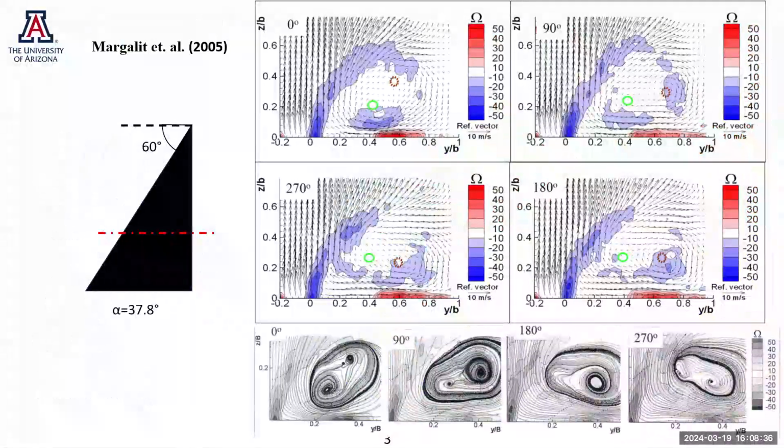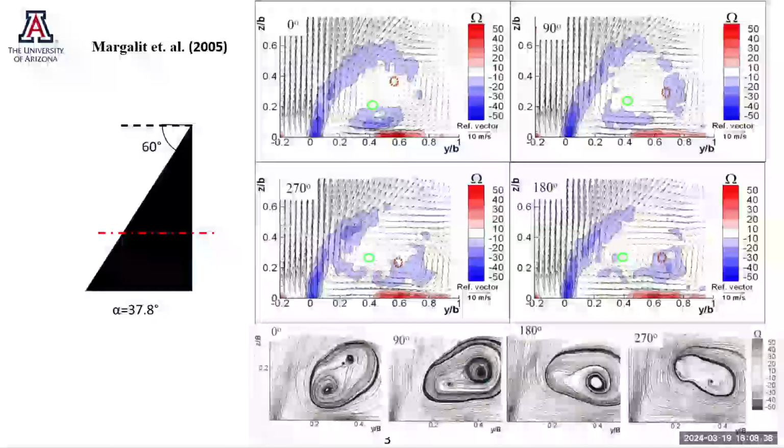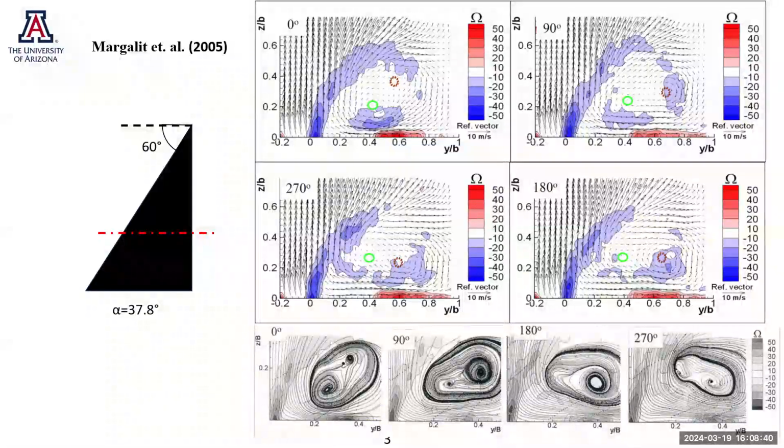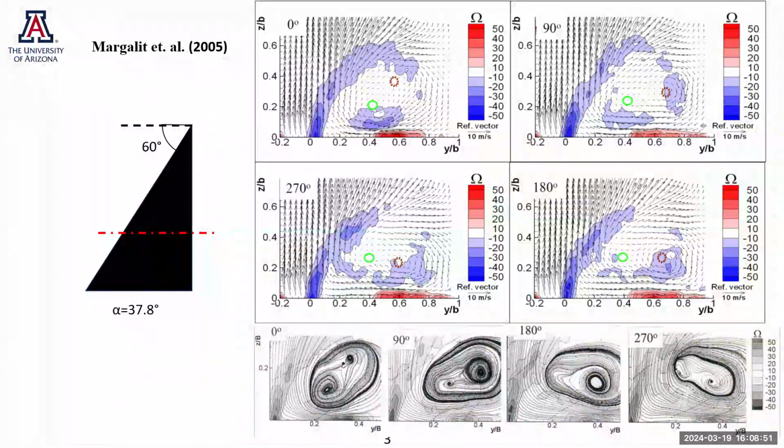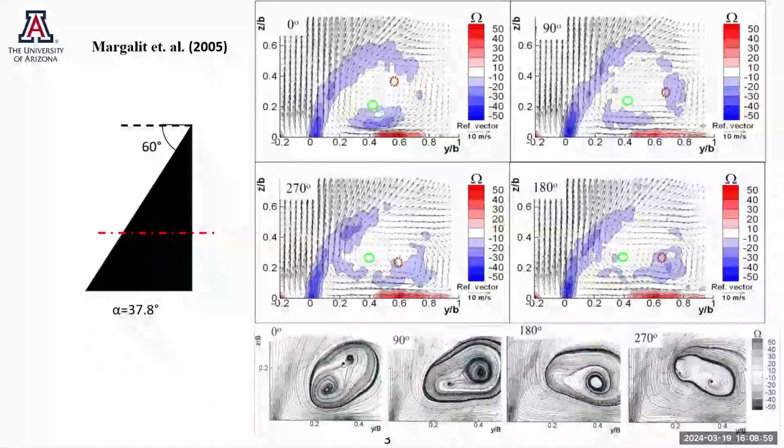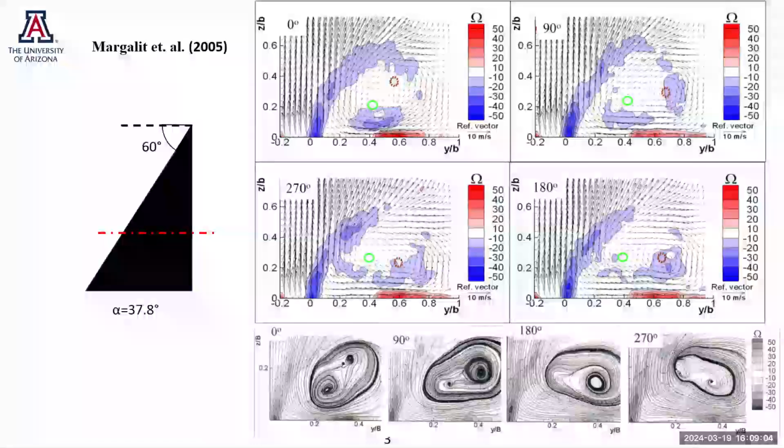One example I would like to give is from Margalit from 2005. Here they had a sharp leading edge delta wing with a front sweep angle of 60 degrees. The results we'll be looking at are the PIV results at the vertical plane at approximately x over c of 0.6. The wing is pitched at an angle of almost 38 degrees, so you can see that's a very high angle of attack.